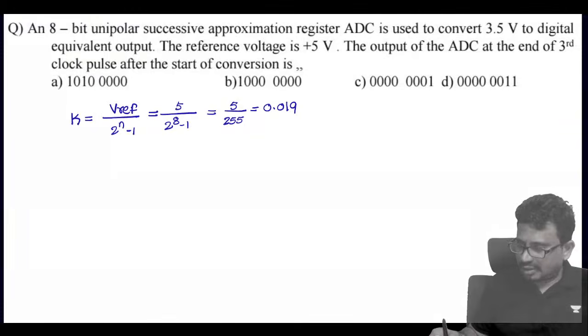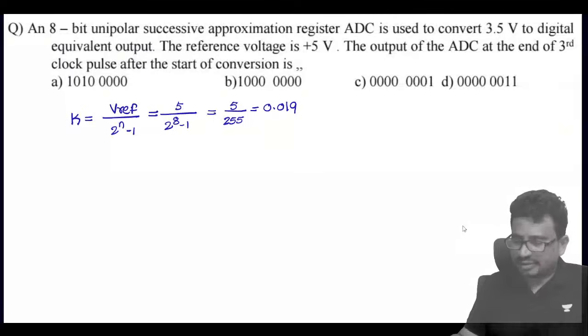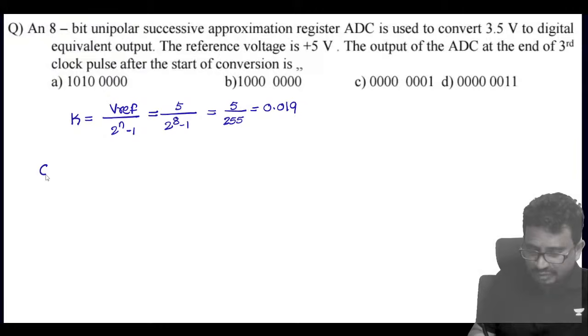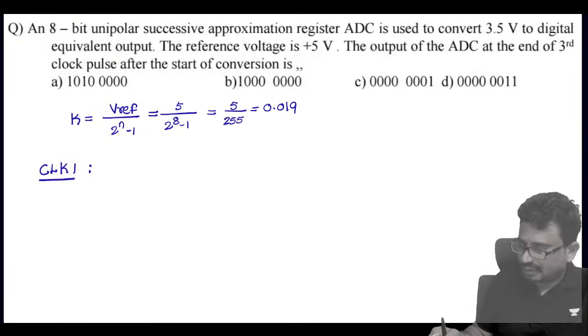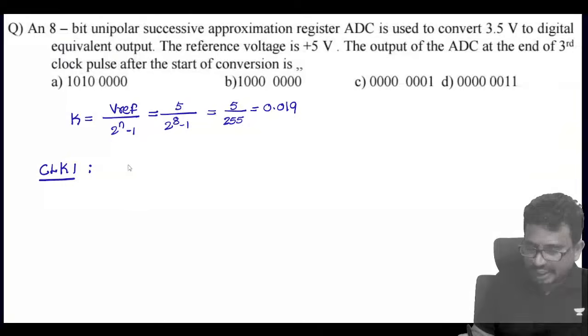Now they are talking about which clock? The third clock, at the end of the third clock. Let's see the working here. First clock, what happens? Clock 1, what will happen? You see, this is an 8-bit. The MSB bit will be 1, and all the remaining bits are zeros.